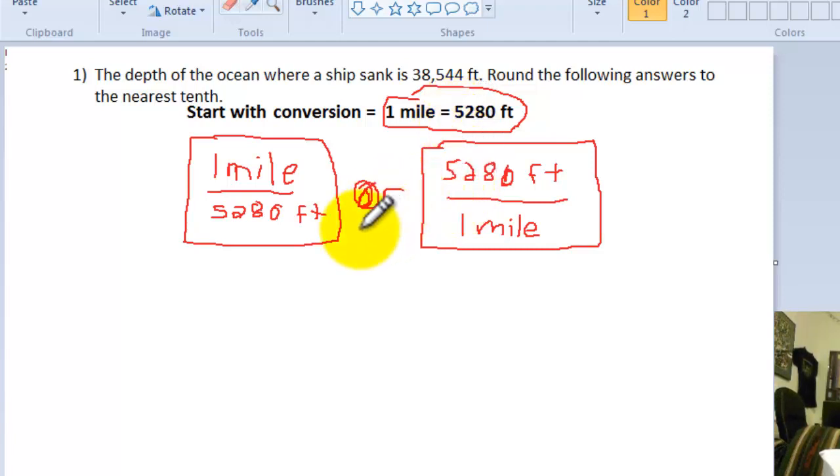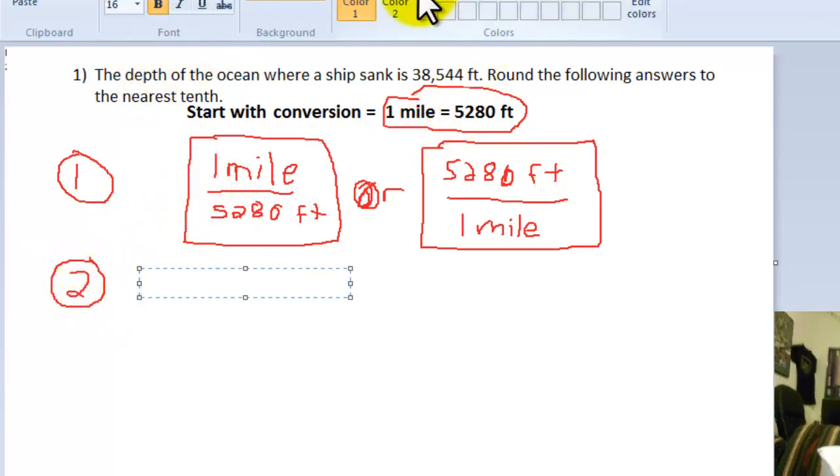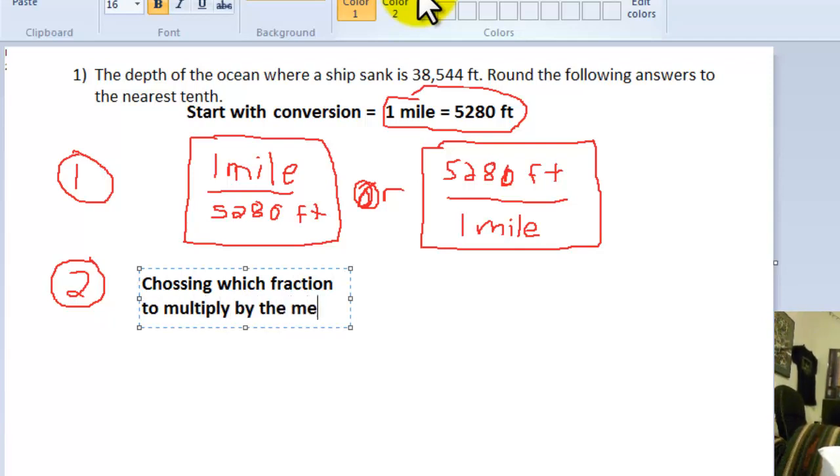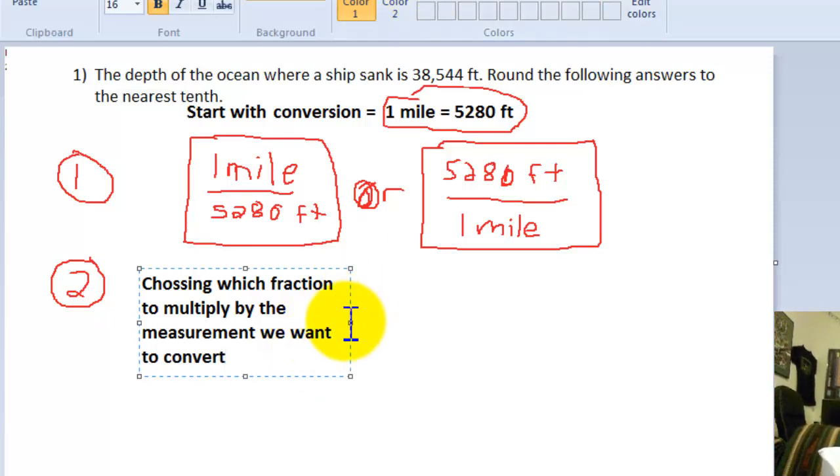So we're always asking the same questions. We start with a conversion. We make the two possible fractions. That's what we always do. Step 1, you make the two possible fractions. Step 2 is choosing the fraction. So let's say we're choosing which fraction to multiply by the measurement, meaning the original measurement we want to convert.